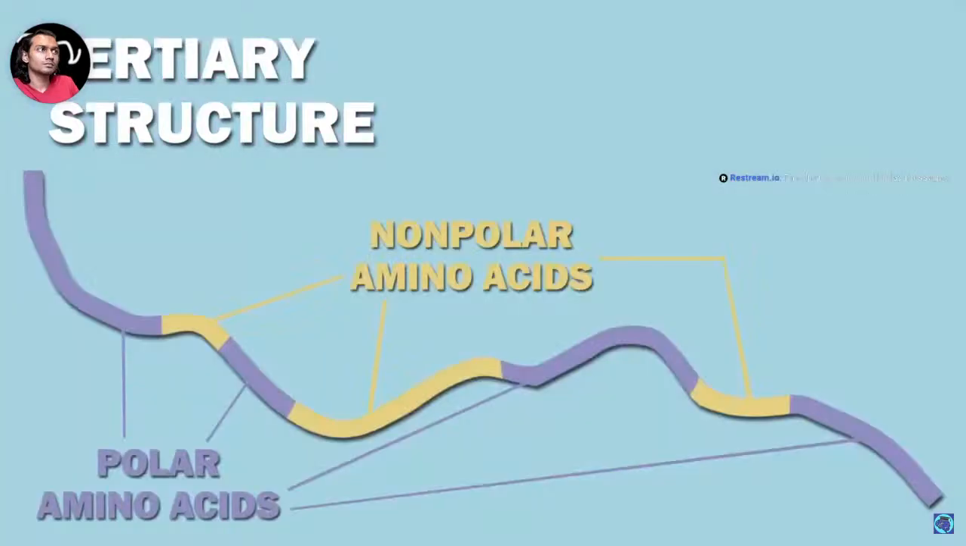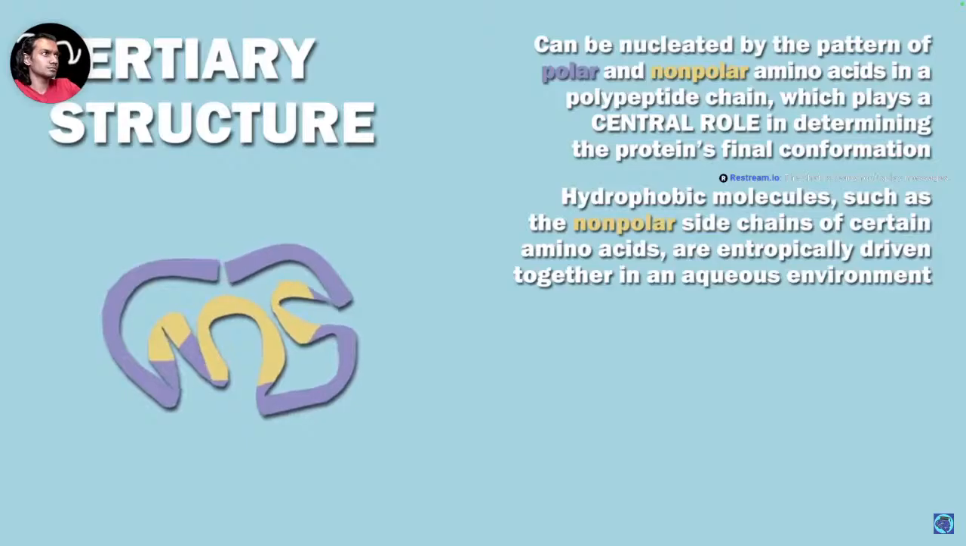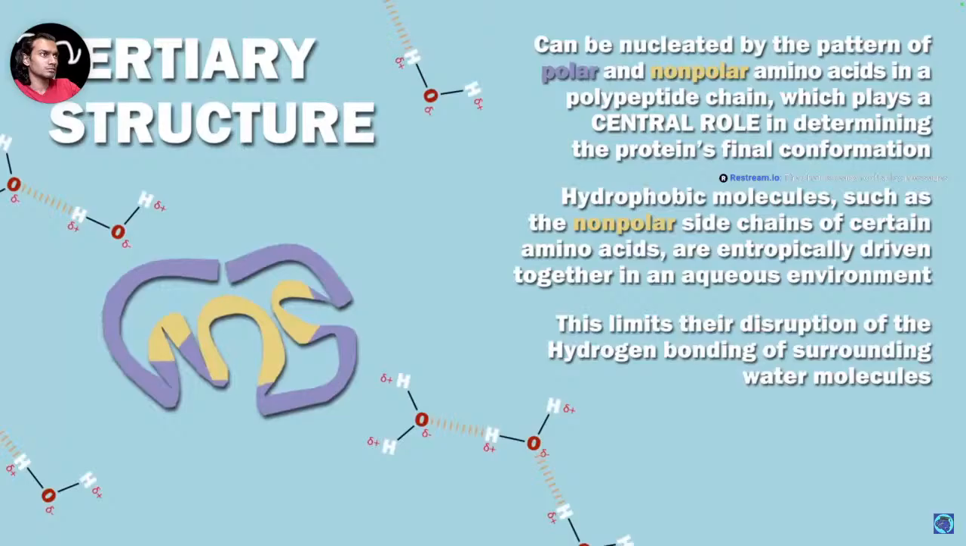Tertiary structure is formed by the pattern of side chain interactions, which plays a central role in determining the protein's final shape. Molecules such as the nonpolar side chains are entropically driven together in an aqueous environment, which limits their disruption of the hydrogen bonding of surrounding water molecules.